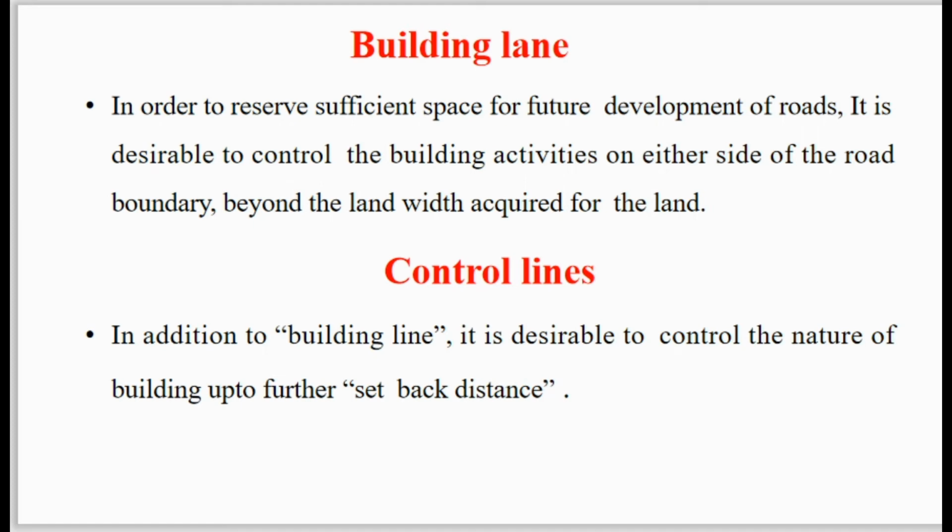Next, control lines, and these are in addition to the building line, and they are desirable to control the nature of the building up to further setback distances. Control lines basically are provided in order to have an excess area for the parkings, and they are at 1.5 times the building line distance. That means if 3 meters is the distance of the building line from the edge of the road to the actual start of the building work, then 3 into 1.5 equals 4.5 meters, which will be the control line of that particular building from the edge of the road.